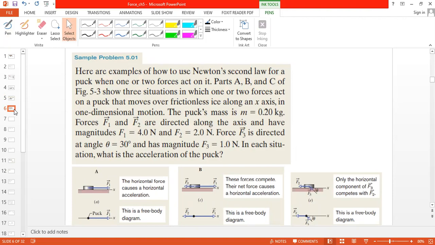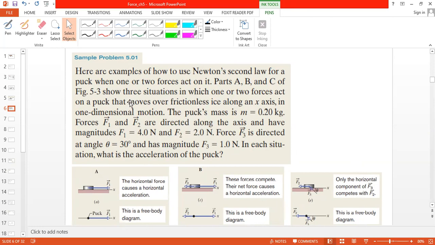Here is another sample math. Here is an example to show how to use Newton's second law for a puck. A puck is like a disc that can travel along one direction, like the strikers in carrom. That is called a puck. When one or two forces are acting on it, parts A, B, and C show three situations.